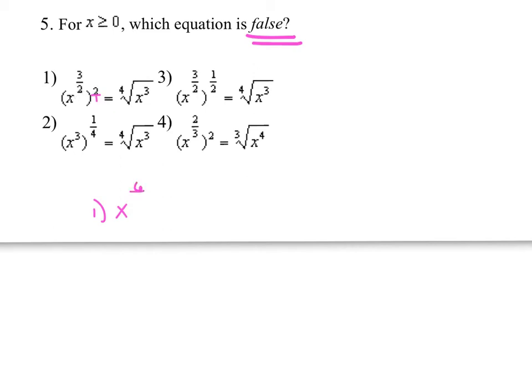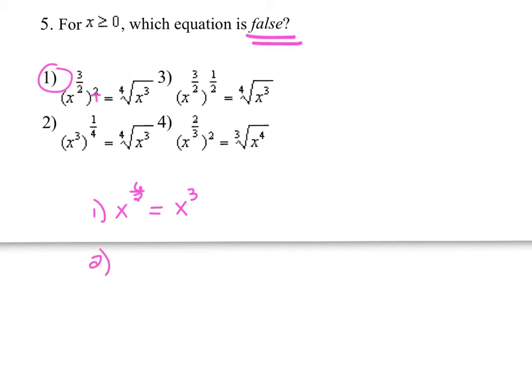And doesn't 6 over 2, right? 6 divided by 2 is just 3. This simplifies to x to the 3rd power. Now, this side of the equation doesn't say x to the 3rd. It says the 4th root of x to the 3rd. So I'm assuming right away, this is my false one. Okay, these don't match up. But I'm going to try the other answer choices just to make sure. It's always important to try everything else out.